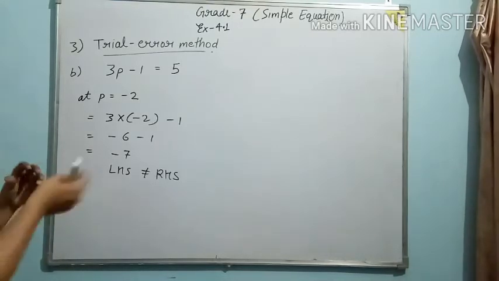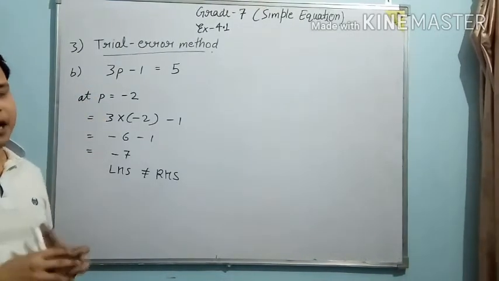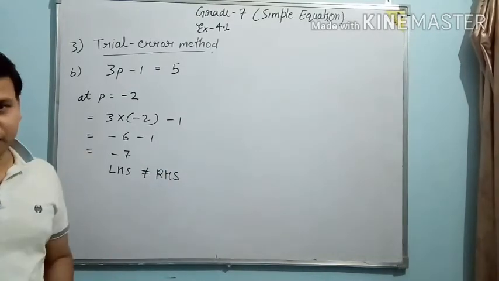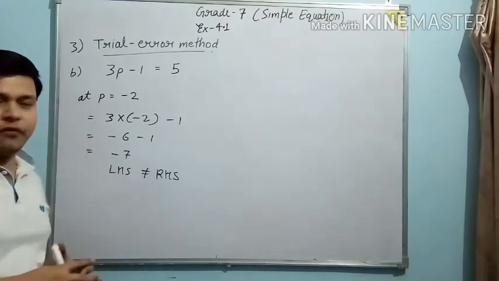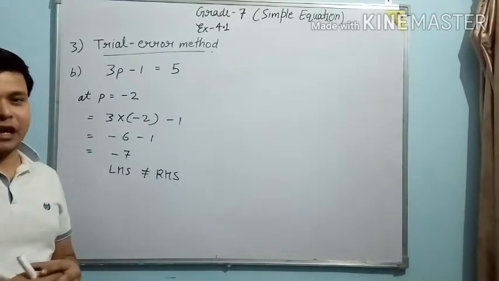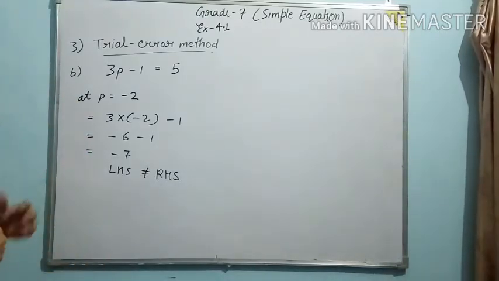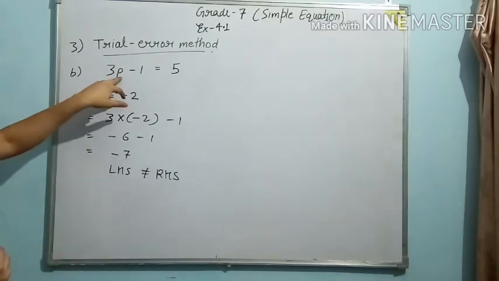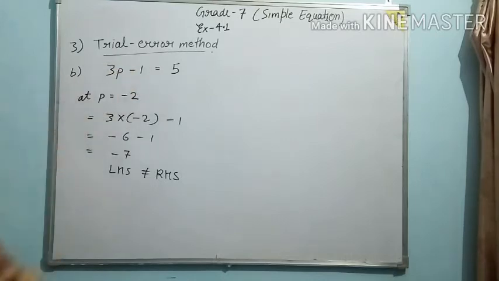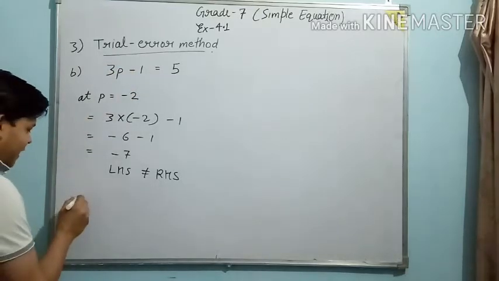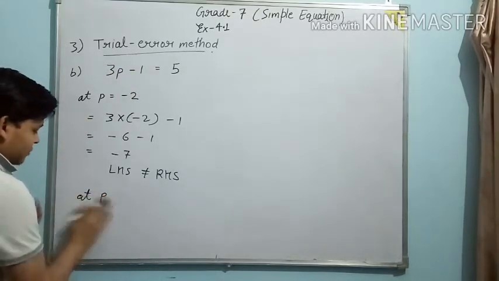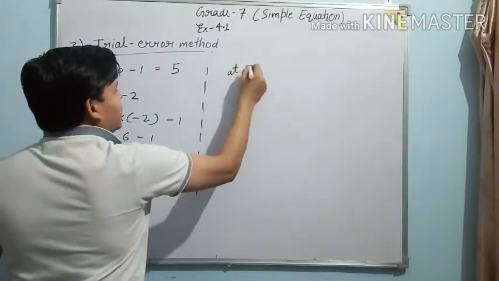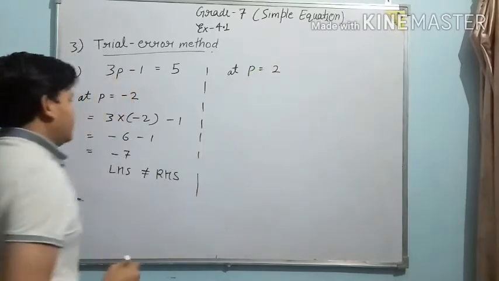Children, when you practice by putting different values, you will yourself understand, or you can check without solving, what value you should try here. Otherwise we have lots of numbers to put here, so we cannot try all the numbers. But when you practice with different values, you will understand what value you should put. So I have understood here that I should put 2. So 3 twos are 6, and 6 minus 1 will become 5. So now I put it here, that at p is equal to 2.